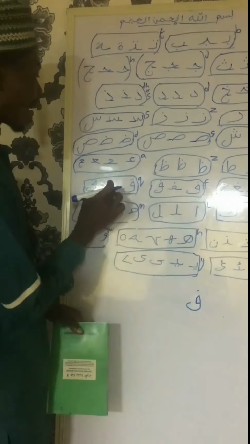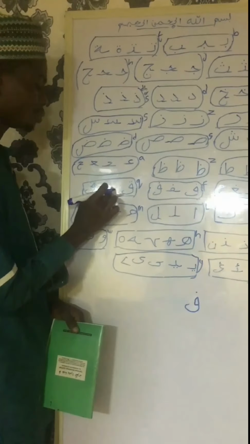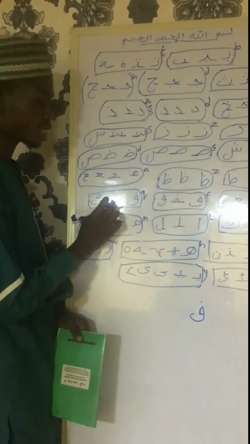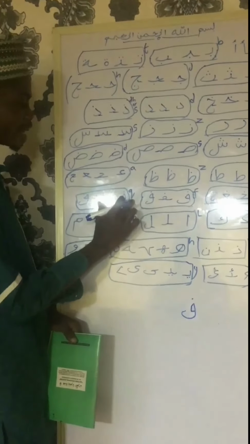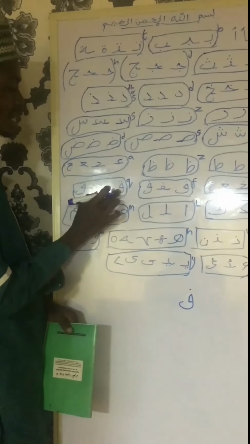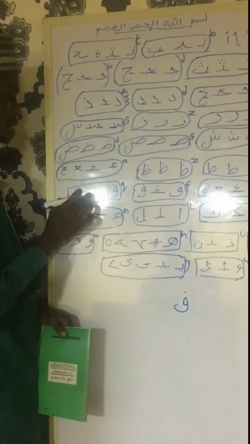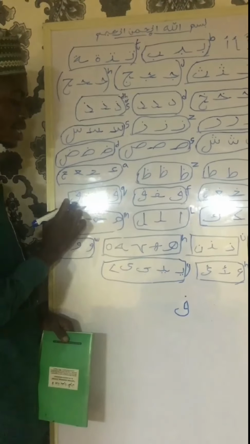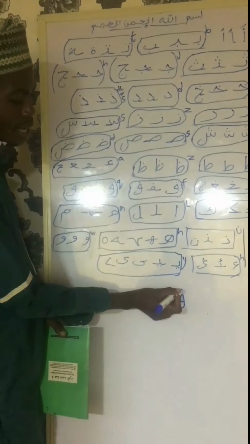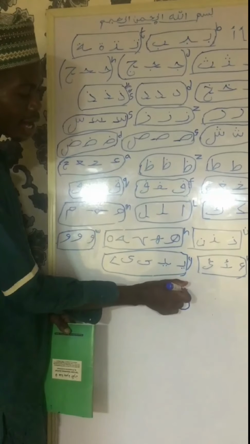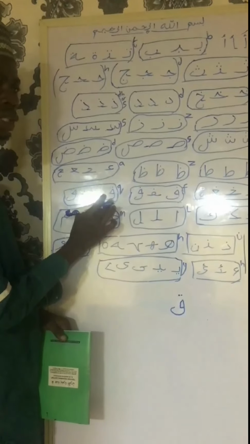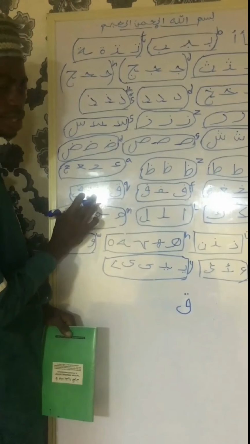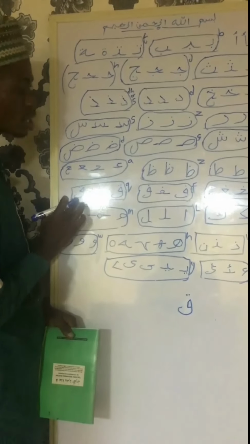So let's go to Kof. This is Kof in the Arabic alphabet. It is like letter Q. At the beginning it looks like this. In the middle it changes. It looks like this, while at the end it looks like this. In the beginning it doesn't change. In the middle it changes to a form like this, while at the end it doesn't change.